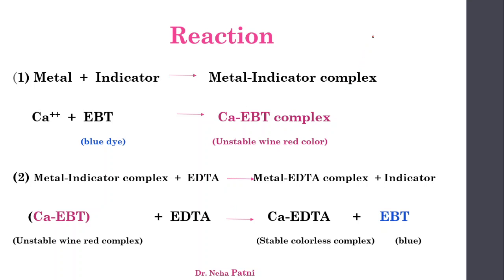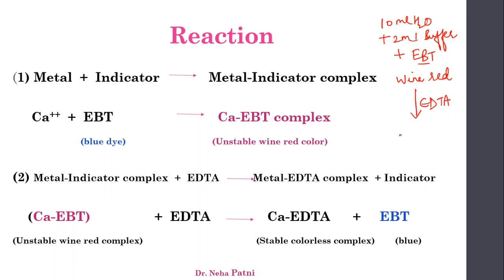Let us go ahead with the reaction and the process together. I pipette out 10 ml of the water, and then add 2 ml of buffer solution to it; the buffer will maintain the pH. Then I add 2 drops of indicator, which is EBT. As I said, EBT is a blue colored dye, so as soon as you add it to the conical flask, the color changes to wine red. Now you have to start titrating with EDTA till you get a further color change. This would be the end point, which you can note.